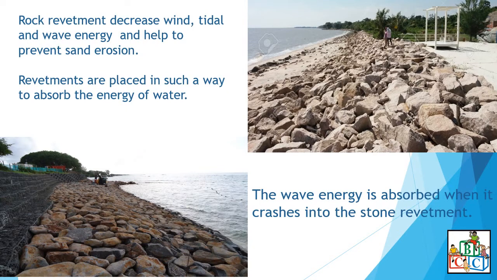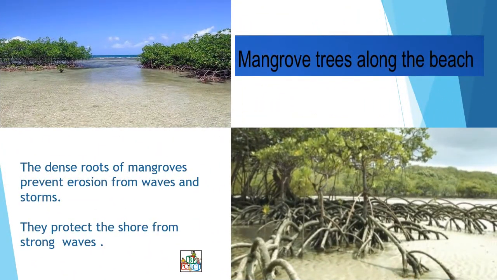Let us now see what mangroves are. I'm sure you must have seen mangroves along the beach. Take a look at the pictures. You have 2 pictures which show mangrove trees. So what can you observe from these mangrove trees? You can observe the very large roots, and they are quite strong also. We are going to see how these roots help in protecting the beach.